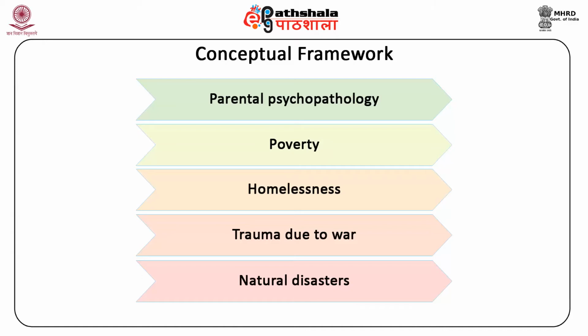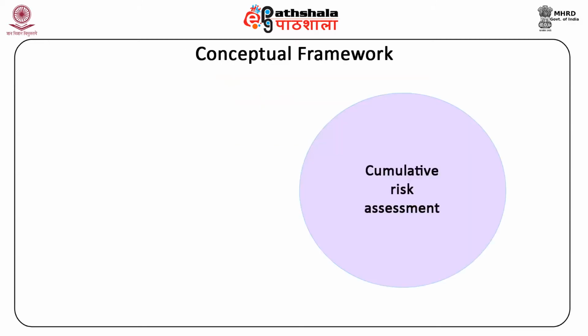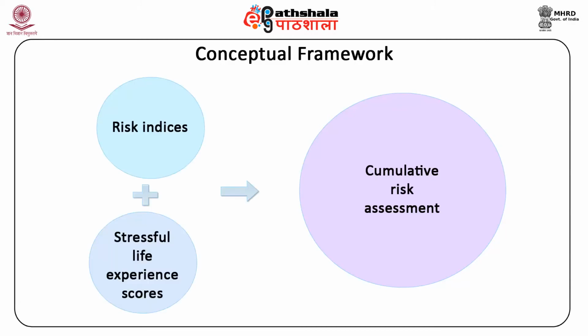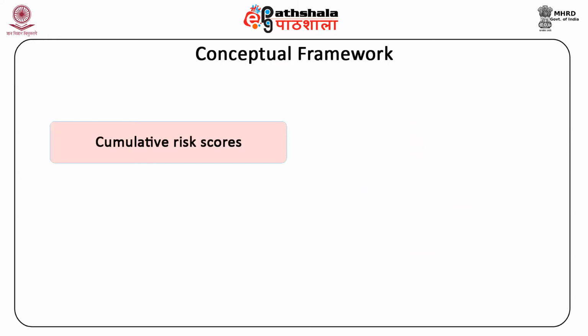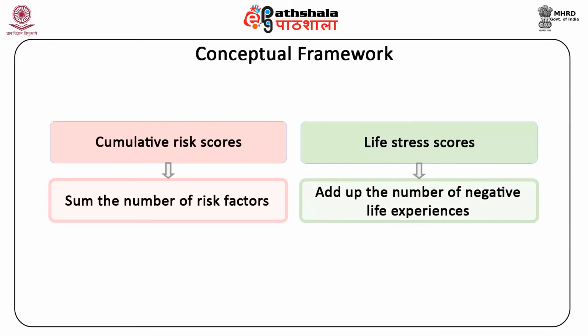Initially, researchers focused on a single indicator to define risk, but later there was a shift to studying cumulative risk. There are two major forms of cumulative risk assessment: risk indices and stressful life experience scores. Cumulative risk scores sum the number of risk factors present in a child's life, whereas the life stress scores add up the number of negative life experiences encountered during that time.